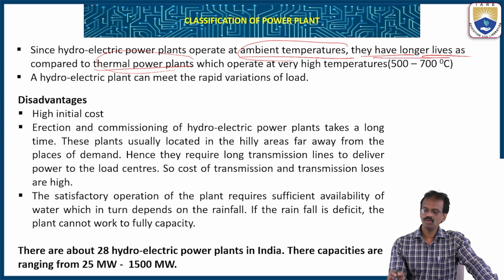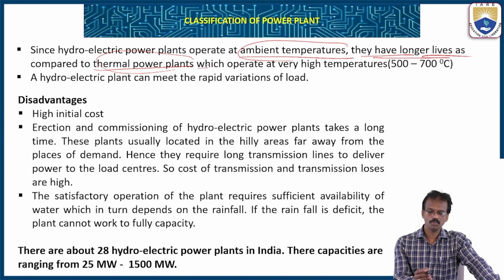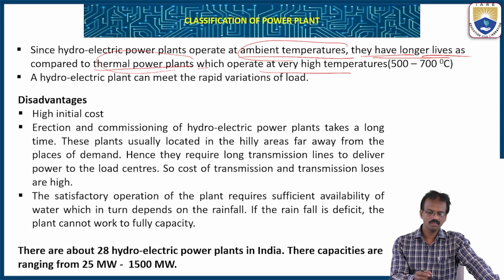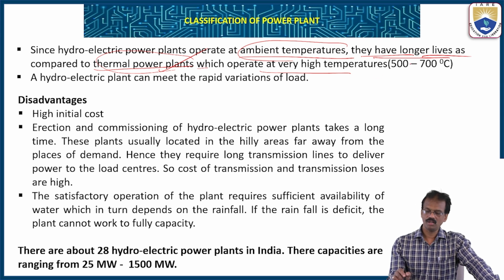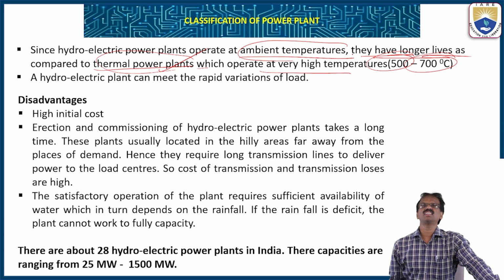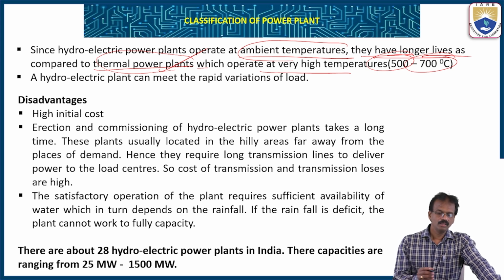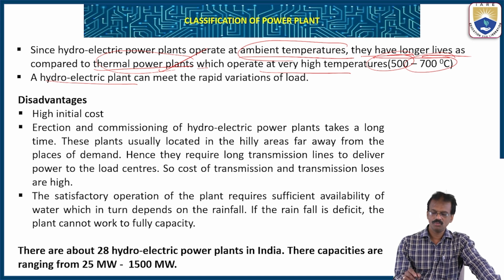They have longer lives as compared to thermal power plants, which operate at very high temperature. In a thermal power plant, the components have to face high temperature, nearly 500 to 700 degrees Celsius. Here there is no such problem, so we'll see the longer lives of the components in this hydroelectric power plant system. Next, the hydroelectric plant can meet the rapid variations of the load.